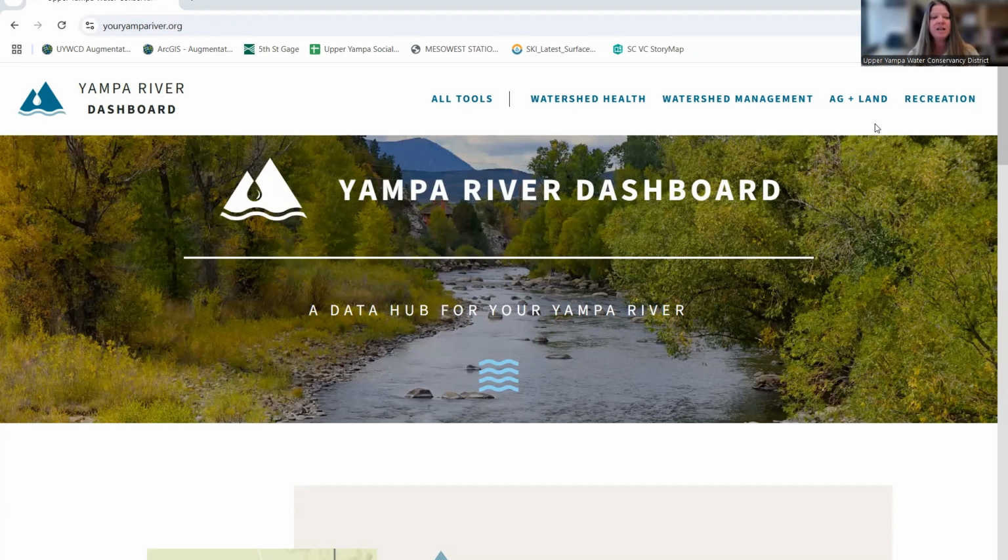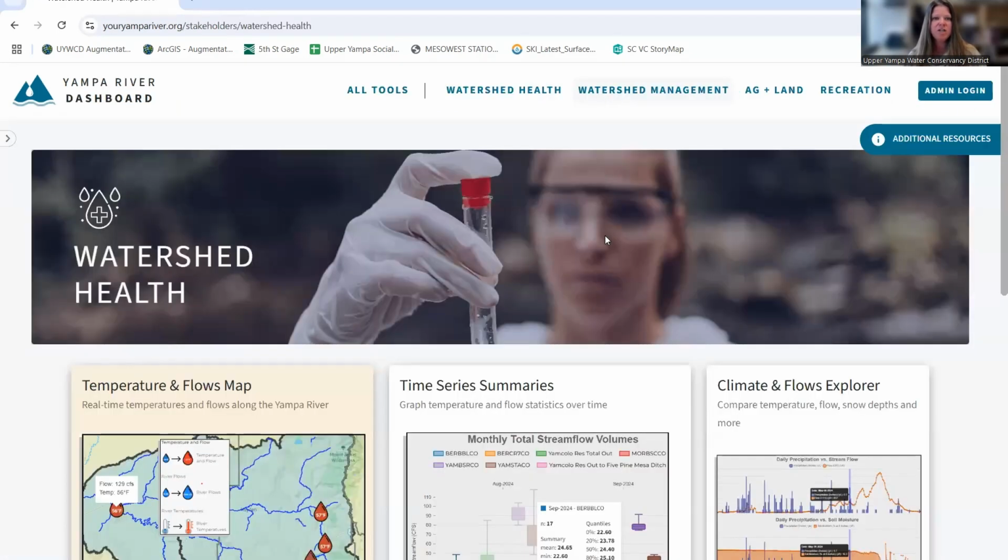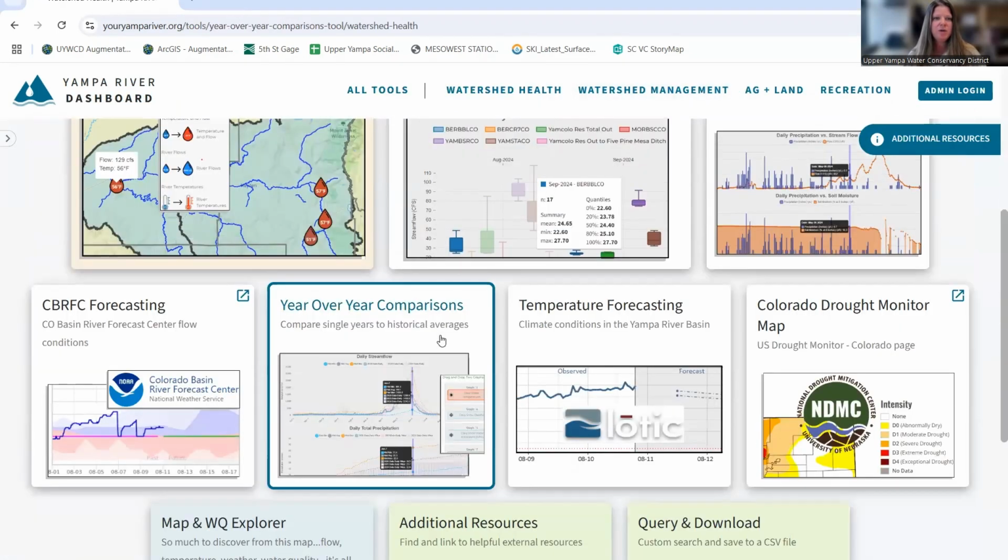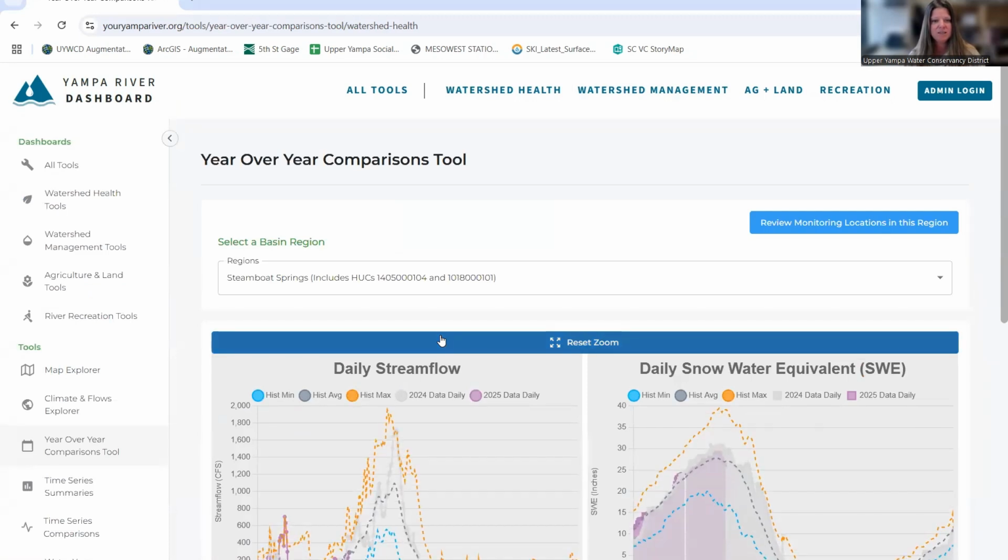Today, we'll be looking at the year-over-year comparisons tool, which I think will help answer questions that we often hear this time of year. This tool can be found in these three categories. So I'm just going to click into Watershed Health, scroll down to year-over-year comparisons, and you'll see that it auto-populates daily stream flow and daily snow water equivalent, or SWE.